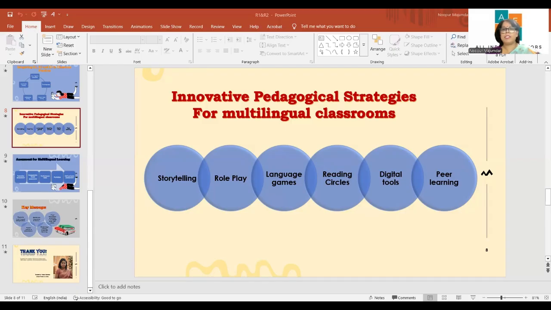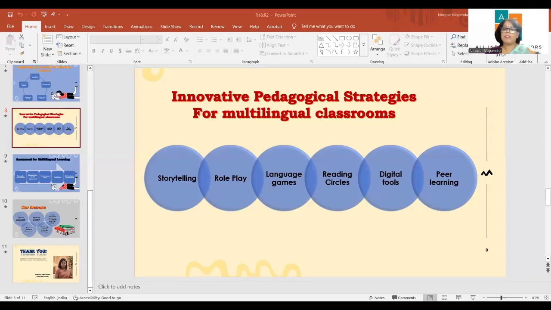So, language games, let's discuss about it. Games make vocabulary learning very, very enjoyable. It can be a word chain, a picture description, a vocabulary bingo, crossword puzzles. Now, guess the object is another enjoyable game.